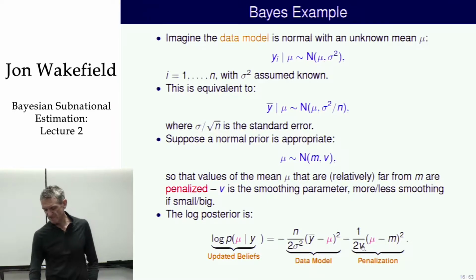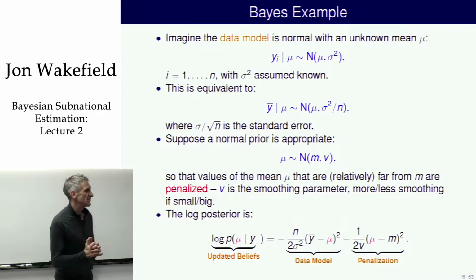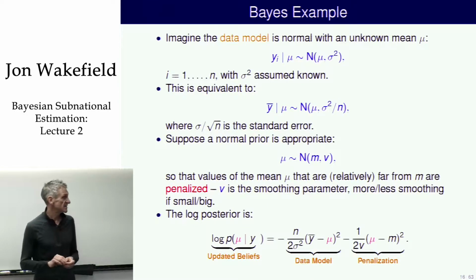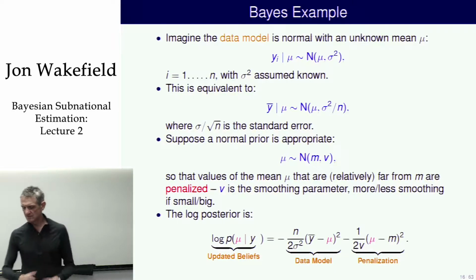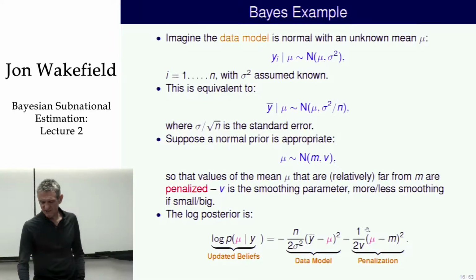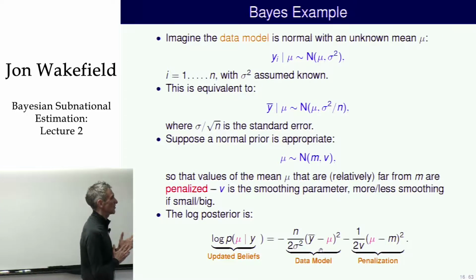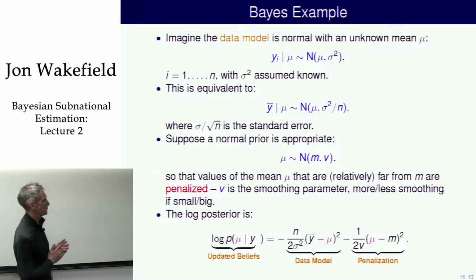So if we pick v to be very small, then as soon as mu deviates to any great extent relative to v from m, it's going to become very unlikely that it will gain much support in the posterior. So that's how our prior beliefs are being used in this calculation of the posterior. The data is entering through this first term, which says that those values of mu are supported that are close to y bar, the sample mean. And closeness there depends on sigma over root n.